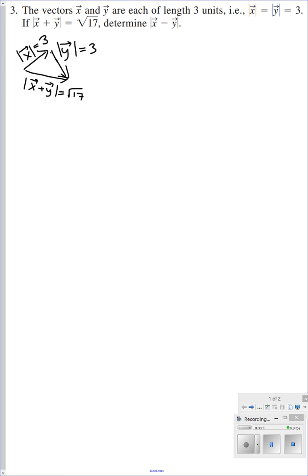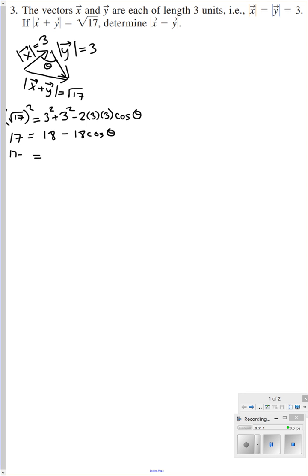From this, you could set up an equation using cosine law that would say that root 17 squared is equal to 3 squared plus 3 squared, x and y squared, minus 2 times 3 times 3 times the cosine of the angle between them. So that would be right over here. And if you work this out, root 17 squared, that's 17, is equal to 9 plus 9 is 18, minus 18 cos theta, and we should be able to solve for the angle theta.